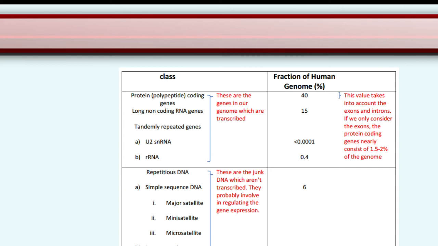Protein coding genes include 40% of our genome, but there is a point in this value. This value takes into account exons and introns. If you only consider the exons, the protein coding gene nearly consists of 1.5 to 2% of the genome. lncRNA genes consist of 15% of our genome, and tandemly repeated genes include a small part of our genome that you can see the exact number in this table.